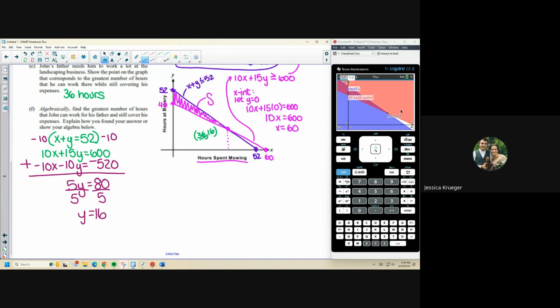That's not the greatest number of hours he can work for his father. That's the landscaping company. So that's X. So then I would do 52 minus 16 equals 36. That's the greatest number of hours. And again, that's how we would find it algebraically.